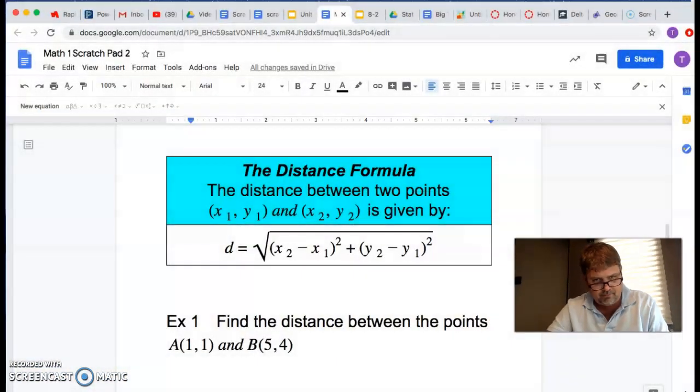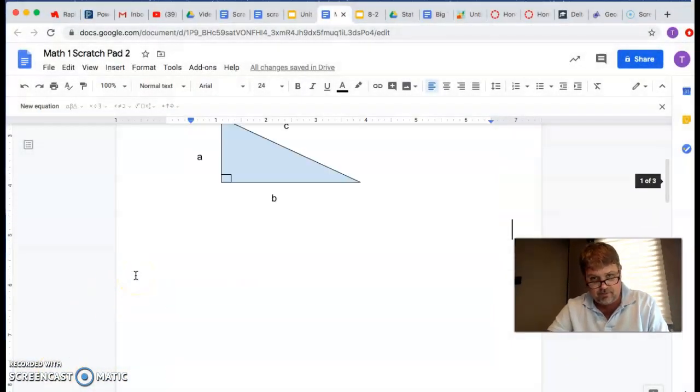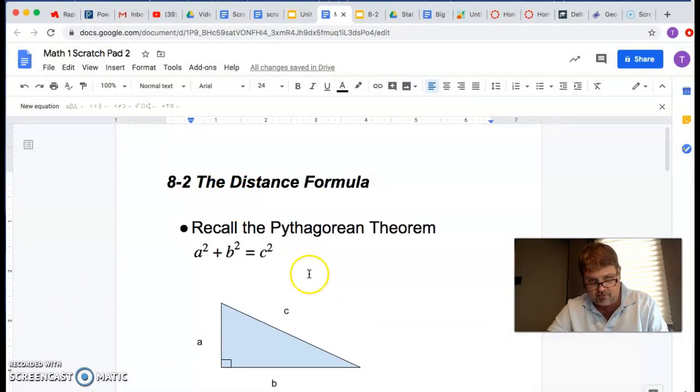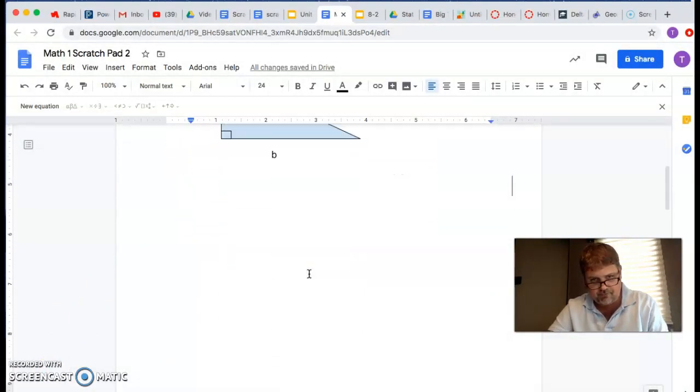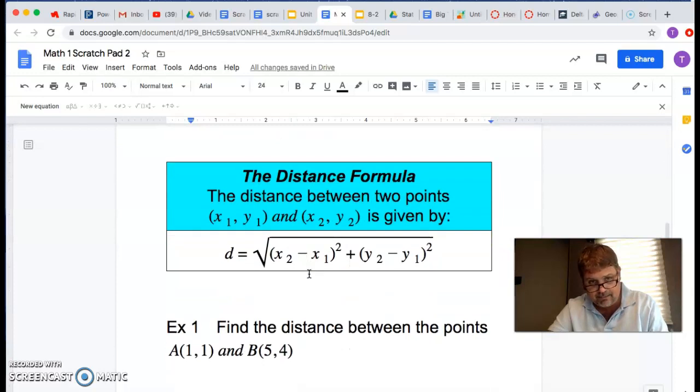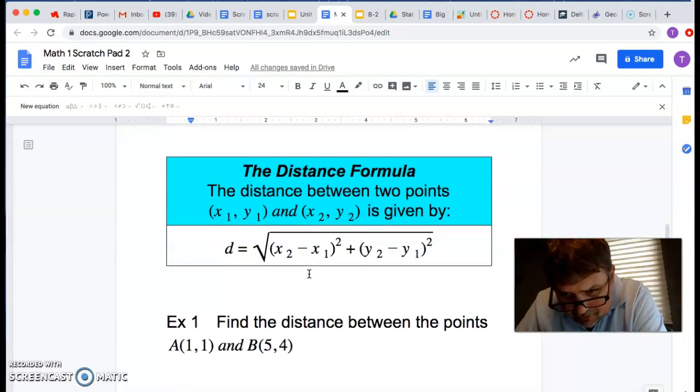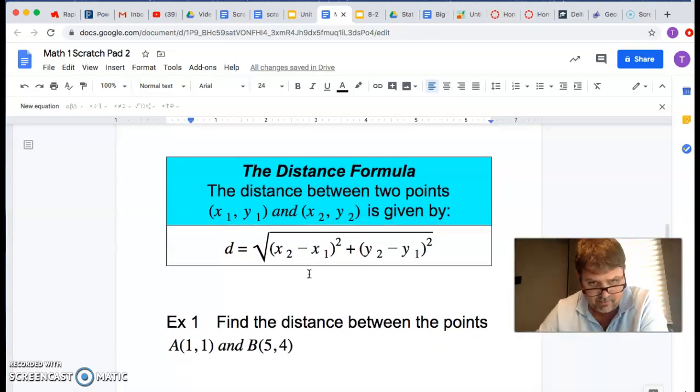All right, so here's the distance formula, and just so you can see where we've been, you should have written that down with your Pythagorean theorem, because this distance formula is a result of the Pythagorean theorem. Now, one thing you've got to realize here is that it looks daunting at first, okay?